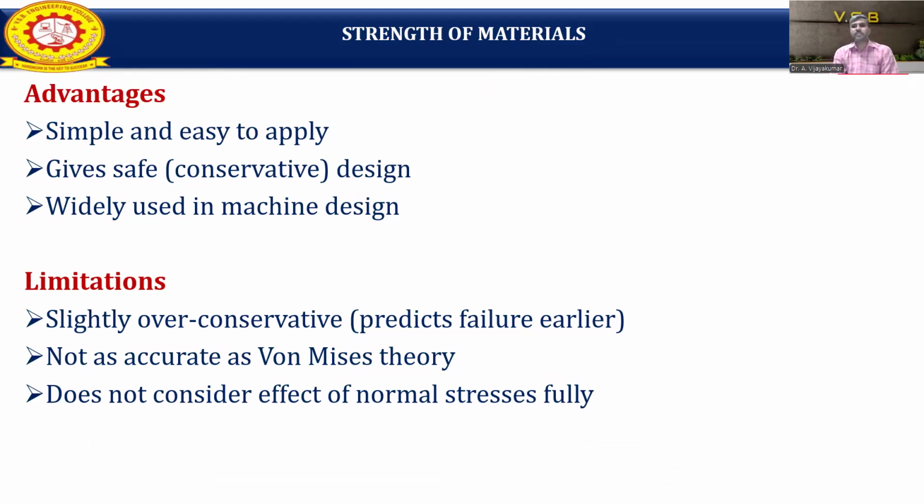So what are the limitation and disadvantage of this theory? It is slightly over-conservative. Predicting failure is very easy because we are considering only the yield condition. Compared to other theories it is not accurate, since it does not fully consider the effect of normal stress; we neglect the normal stress and use only the shear stress. So the final conclusion: we can use the maximum shear stress at the yielding point for failure, neglecting the normal stress.